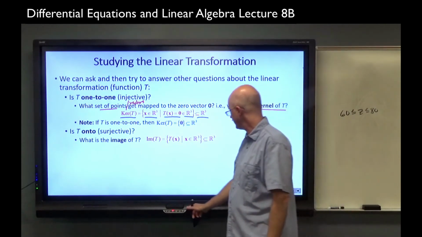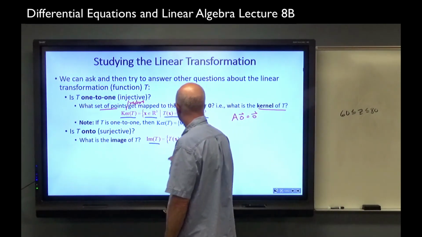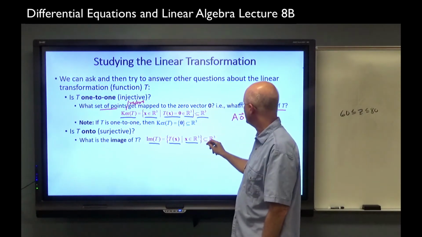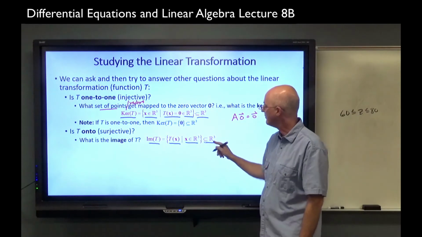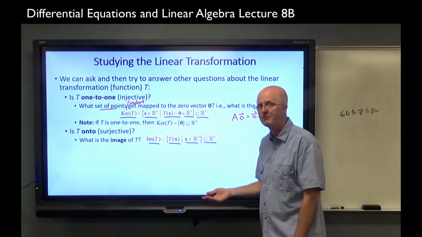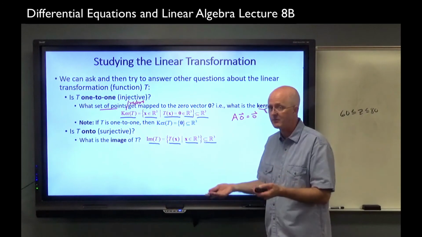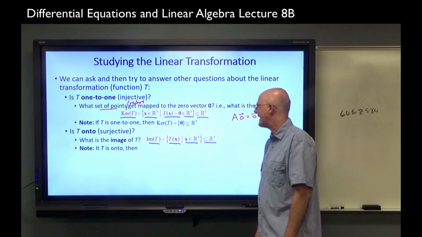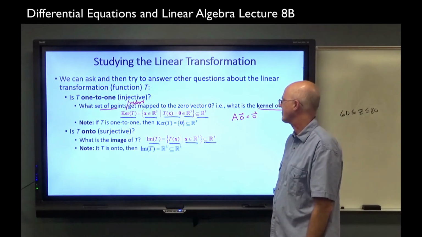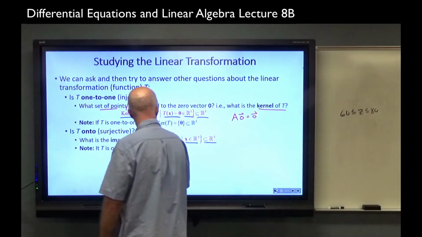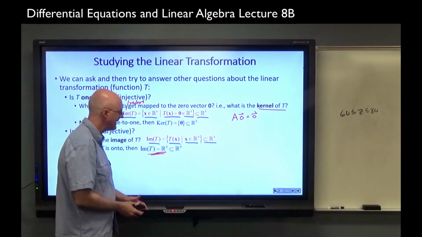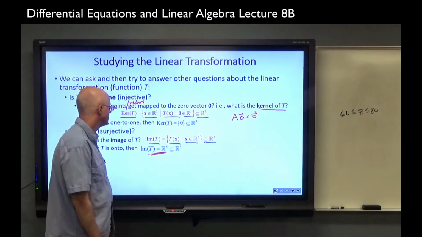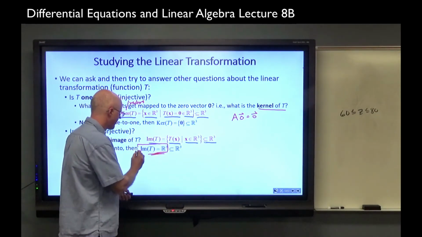Here is again the definition of the image: the set of all T of x's as x ranges over the domain. You want to think of this as a subset of the codomain, though again, the domain and codomain in this example happen to both be R3. That doesn't happen in general. If T is onto, then the image will be all of R3. It equals R3 is the main point I'm trying to make. Here I'm saying R3 is a subset of itself. I didn't have to write that, but this is the main thing to focus on right here.